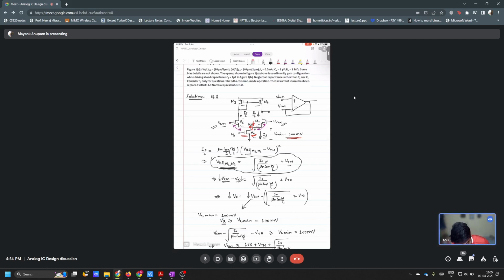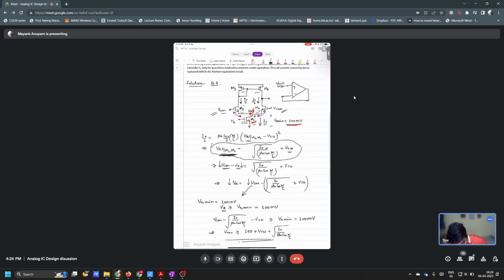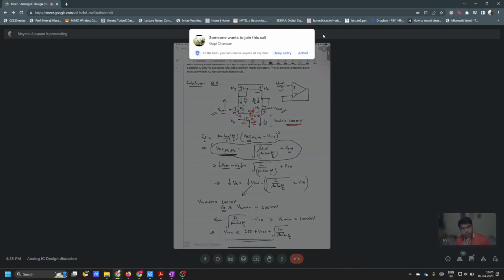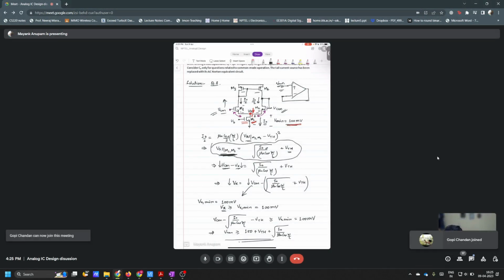Only this is VCM and this is not VCM. This is connected to this output, right? Now tell me, if you keep increasing VCM in this case, will something happen or not? What will happen? M1 will move into the triode region, sir. M1, you are saying? This transistor M1? Are you sure? As VGS increases, that's what.